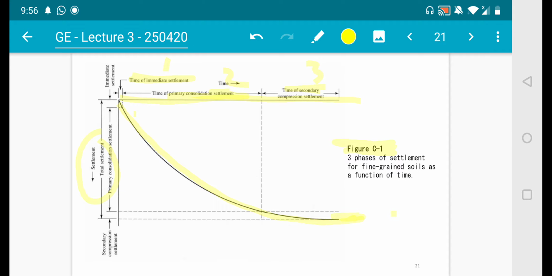So in immediate settlement, we have a bigger settlement, and when it goes to the second stage, primary consolidation, the settlement decreases. As it reaches the third stage, it becomes lesser and then becomes constant. So this is the nature of consolidation with 3 stages from this figure C1, as a function of time.